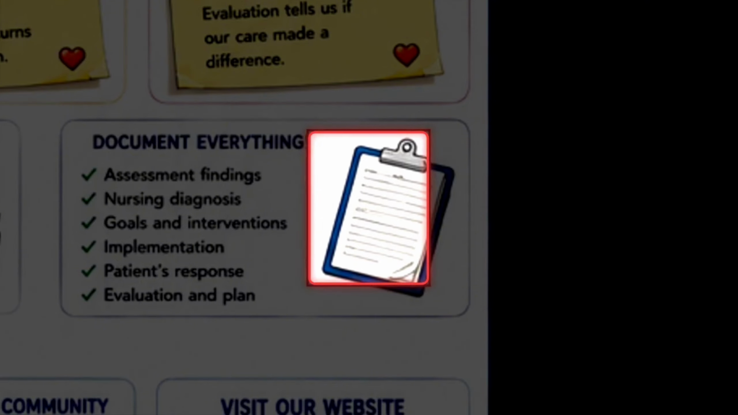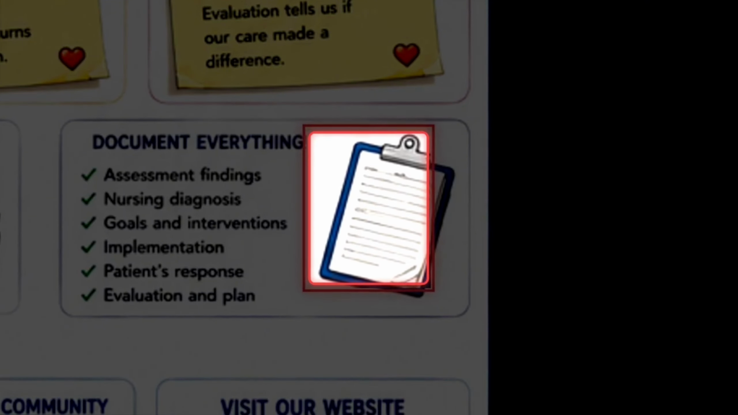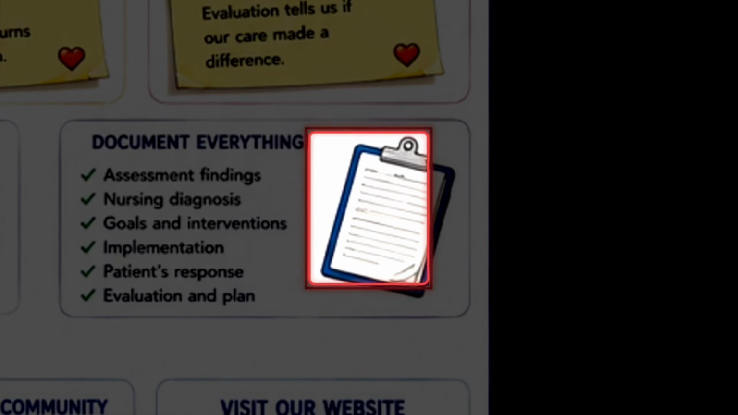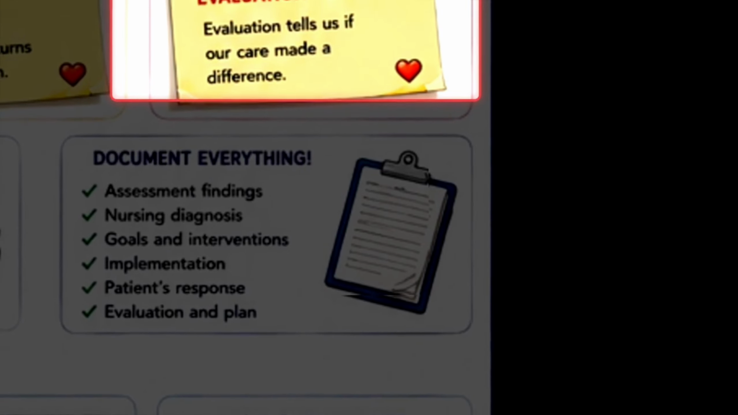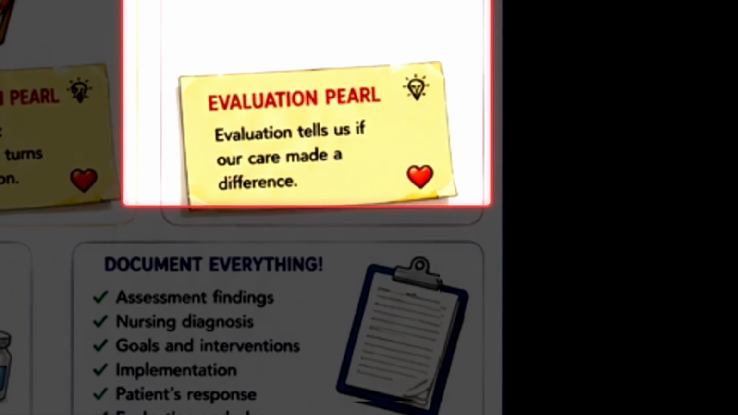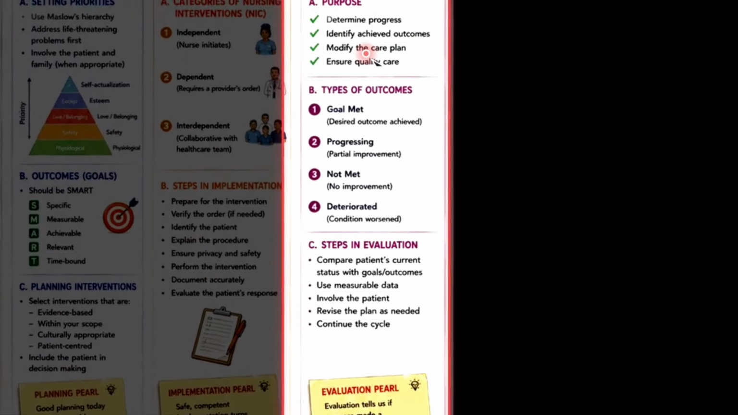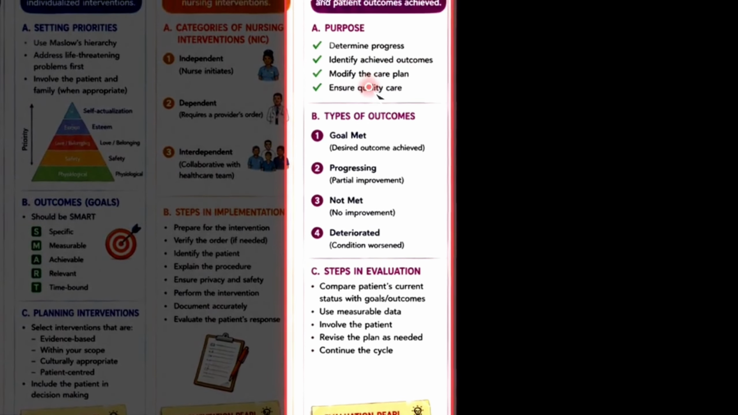When evaluating a patient's response against our established SMART goals, the outcome will fall into one of 4 distinct clinical categories. Category 1. Goal met, meaning the desired patient outcome was fully achieved within the designated timeframe. Category 2. Progressing, indicating partial improvement where the patient is moving toward the goal but requires continued intervention.